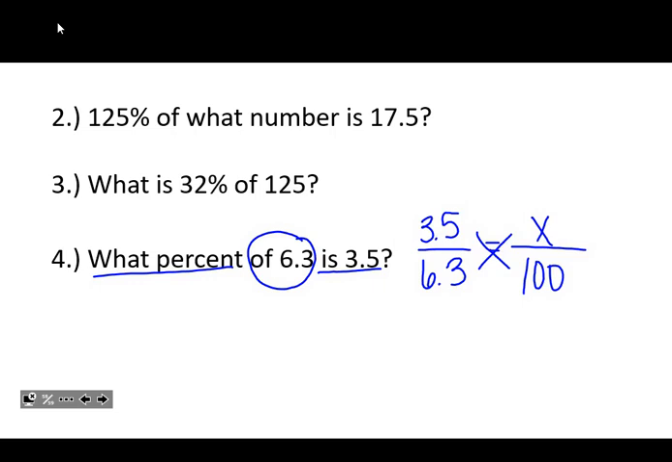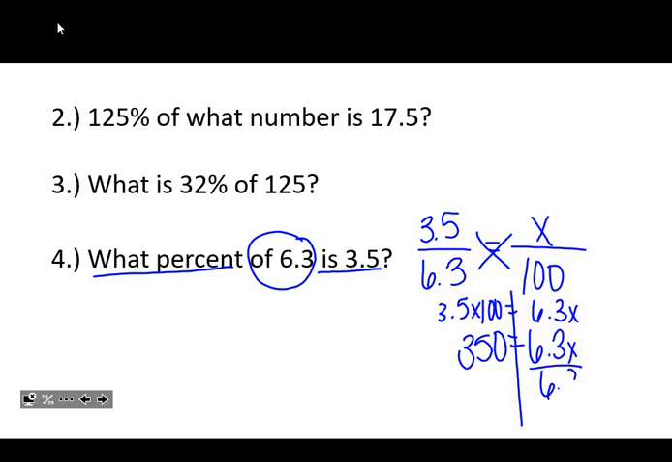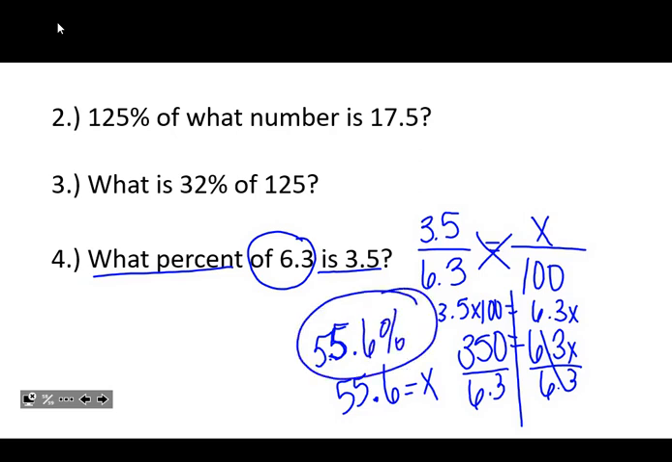So 3.5 times 100. It's 350 divided by 6.3. We get a repeating decimal. Always round to the nearest tenth, unless the paper tells you otherwise. So I would get 55.6. It's a percent question, so my final answer is 55.6%.